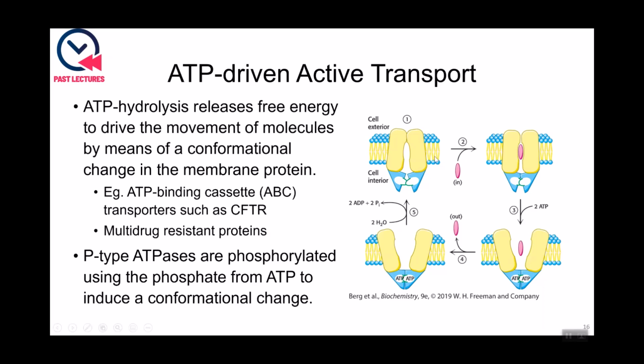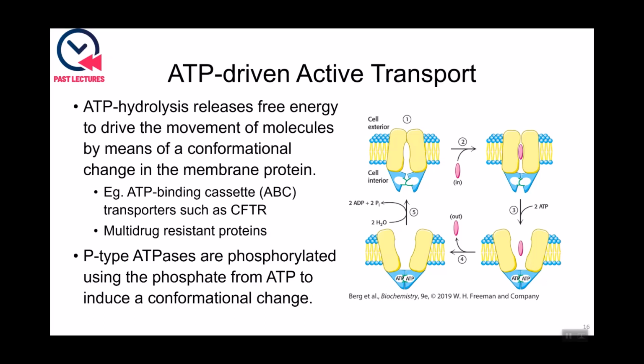We already saw that CFTR can bind to ATP, and this part of the protein is sometimes known as the nucleotide binding domain, where hydrolysis of ATP to ADP and Pi allows for the conformational change needed to transport chloride ions. You'll sometimes hear these referred to as ABC transporters. Multidrug resistance proteins also use this mechanism to export drugs out of the cell.